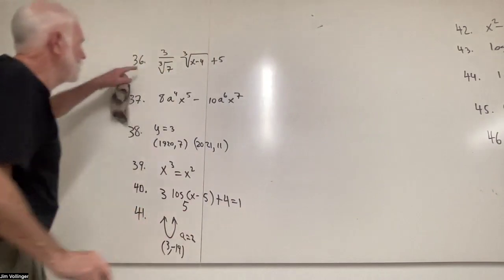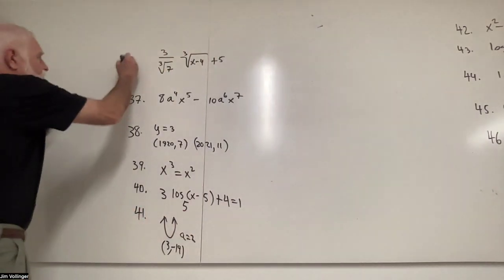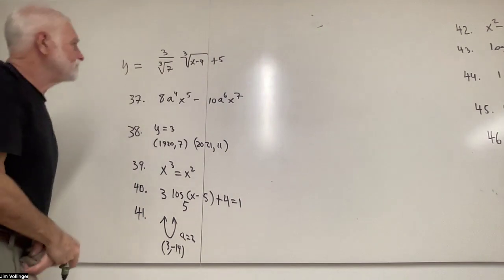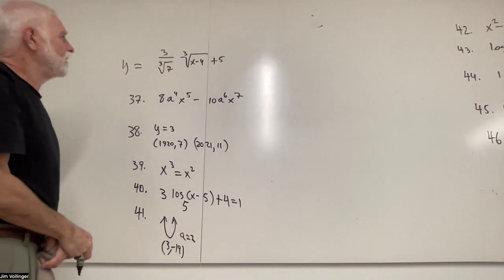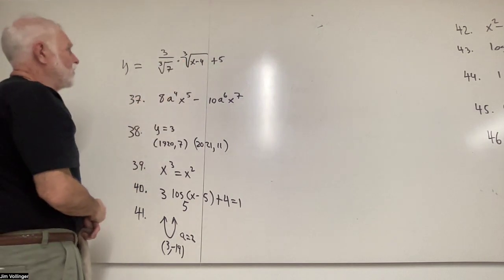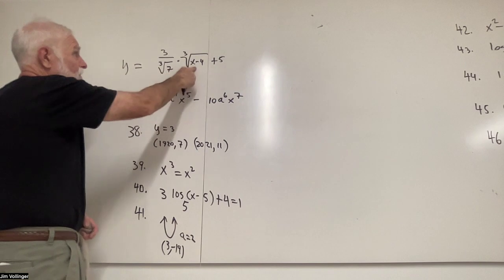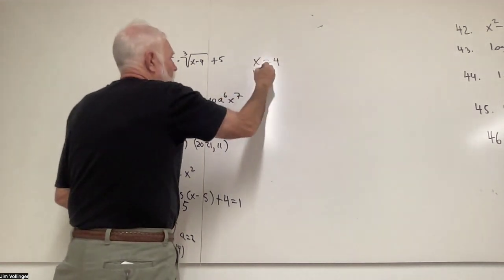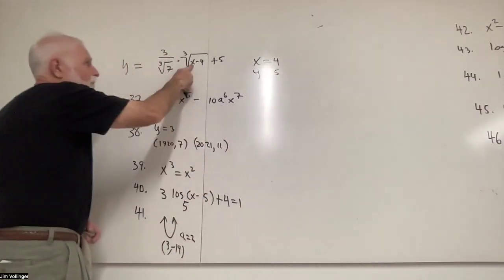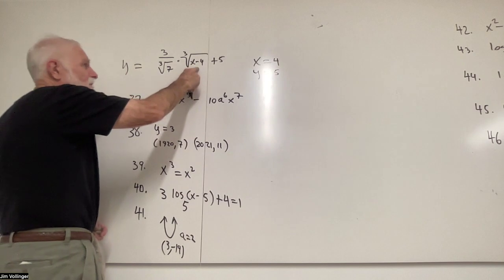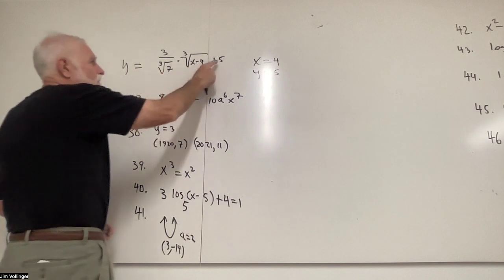All right, number 36 is a function, and I want to know two coordinates, two user-friendly numbers. You're looking at this, this is multiplication, right? So I want to make one of these a 0. I can't make the constant a 0, but I sure can make this a 0. I can see x equals 4 will get me y equals 5. You put 4 in here, 4 minus 4 is 0. The cube root of 0 is 0, because 0 times 0 times 0 is 0. 0 times anything is 0, plus 5.